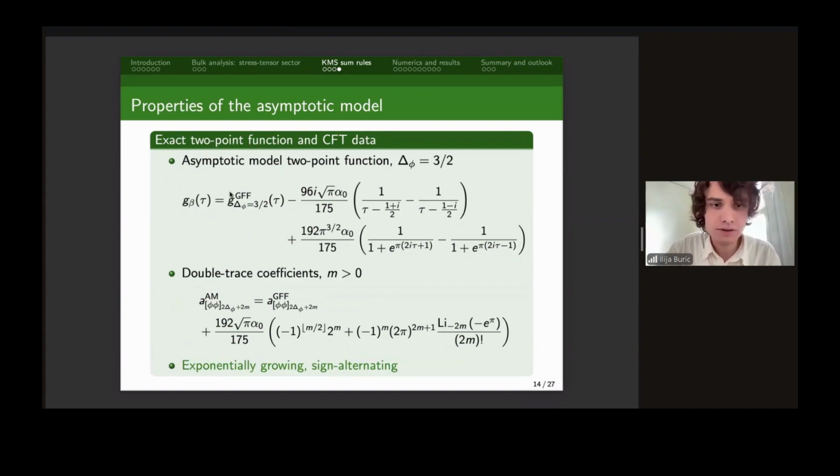Okay, so this is just some expressions to show how this thermal two-point function looks in the case where delta phi is equal to 3/2.